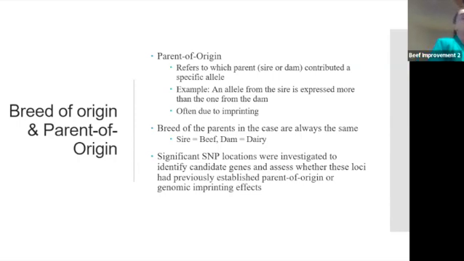So for this type of analysis, I cannot disentangle the effects of breed of origin versus parent of origin. I did try to combat that a little bit: once I identified any significant SNPs, I went into the reference genome to see if they were located in any known imprinting or parent of origin regions. But I can't 100% disentangle that, which is why sometimes I refer to it as parent of origin or breed of origin. It's the same in my case, because parent of origin is always going to be the beef sire and the dairy dam.